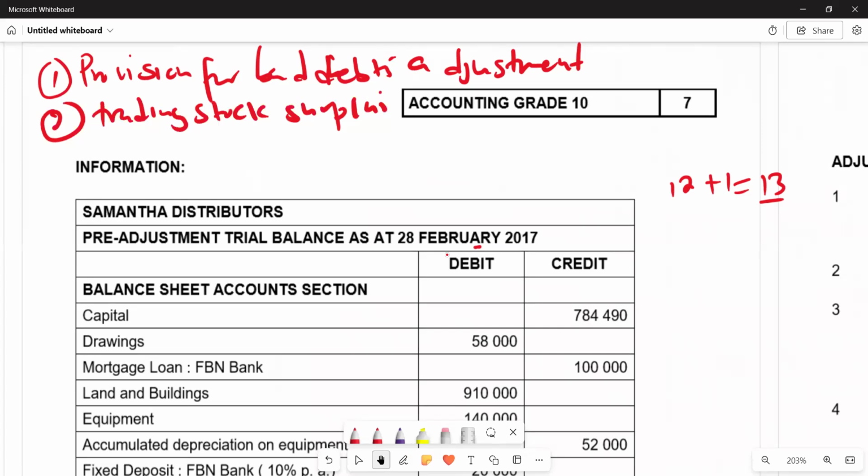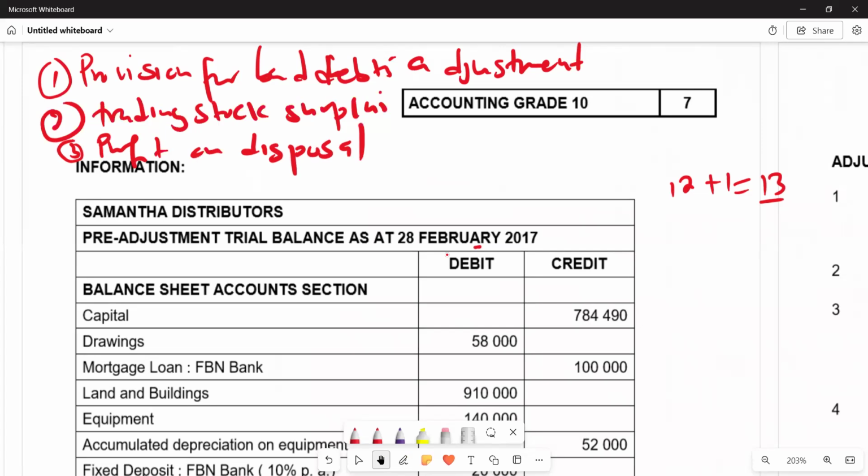Then if there's any disposal of non-current asset, again, you have to check for profit on disposal. If there's a profit on disposal, you put it under other income. If it's a loss on disposal, that's when you put it under expenses. So those things, you have to check them before you go any further.